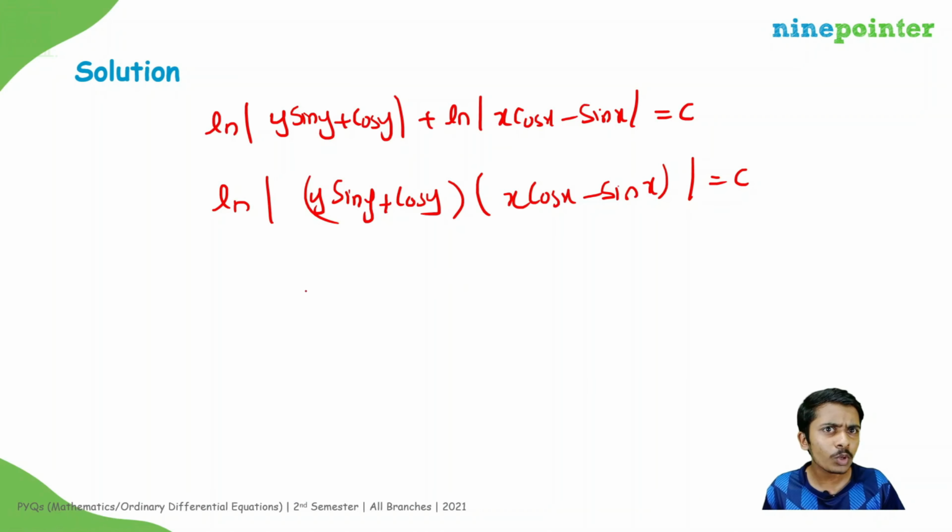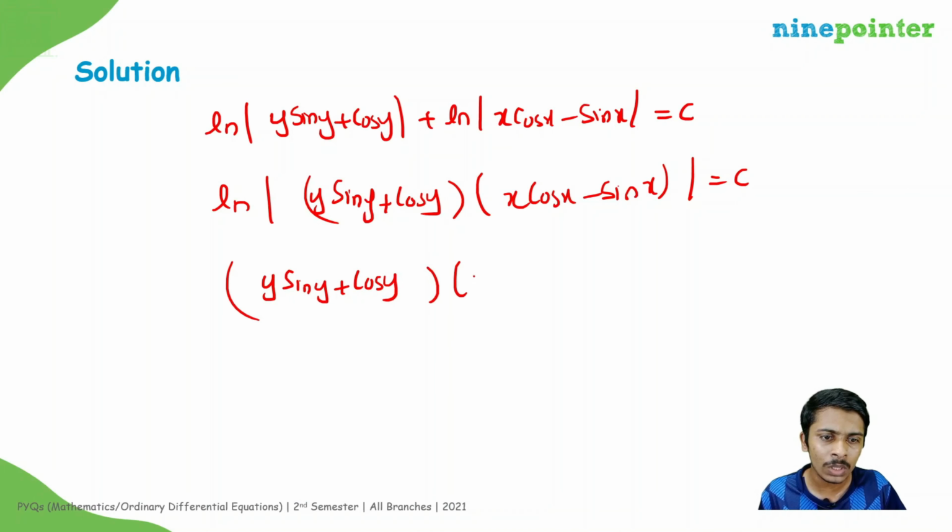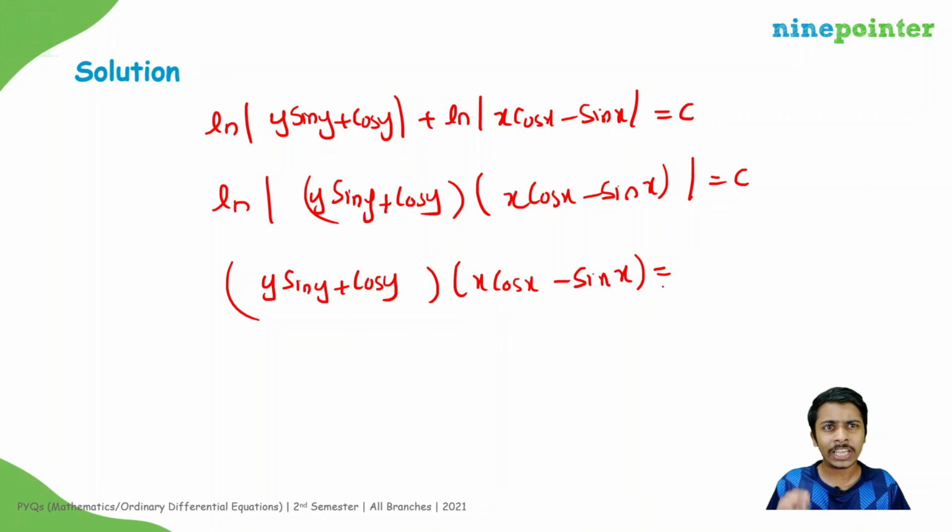Take exponential on both sides. The left side will have y sin y plus cos y into x cos x minus sin x. And in the right side, we will have e raised to c. Exponential of some constant is again another constant. I just denote it by k.